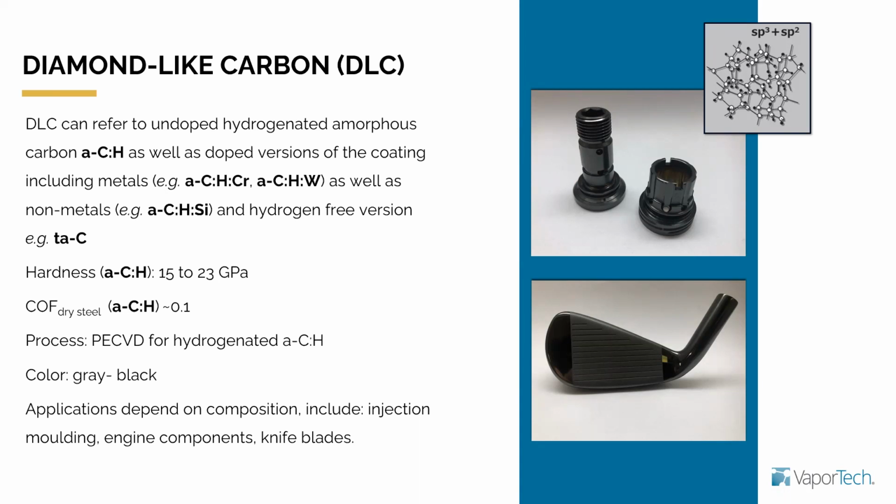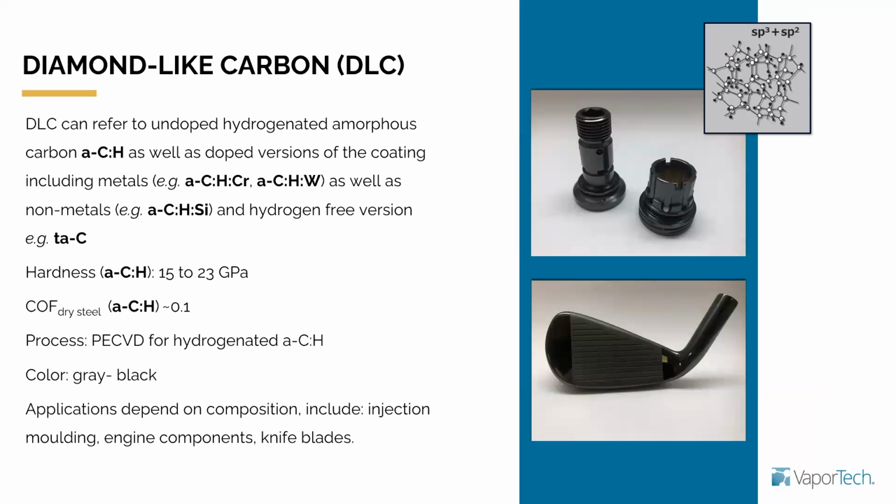You have other types that incorporate metals. Typical metals are chrome and tungsten. You have the possibility to incorporate non-metals, silicon being one of them. And you have situations where you can create a coating that doesn't have any hydrogen. All the other ones that I talked about have some hydrogen in them. And the reason you have the hydrogen in there is because DLC is something that sits between graphite and diamond. Both are made exclusively of carbon, right? And DLC is something that sits in the middle.